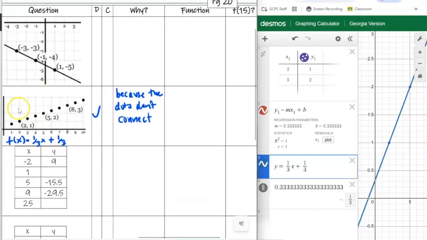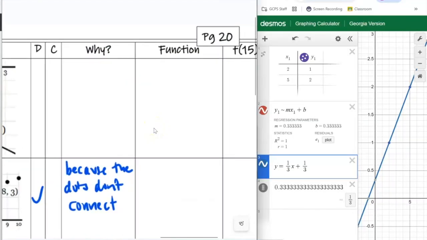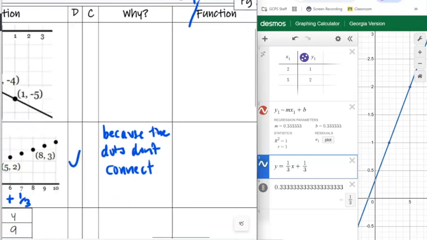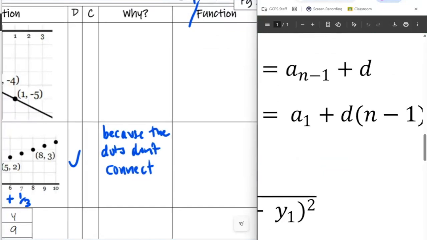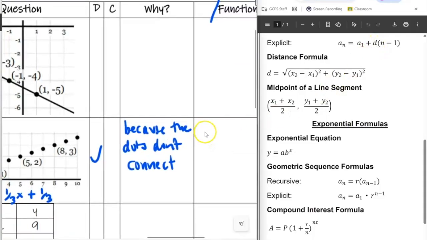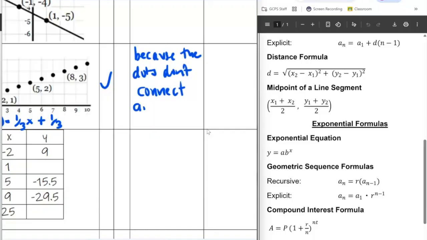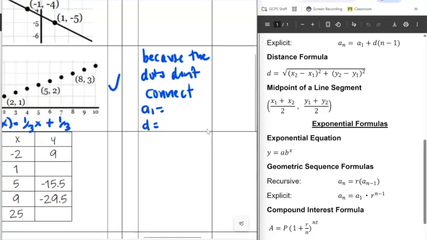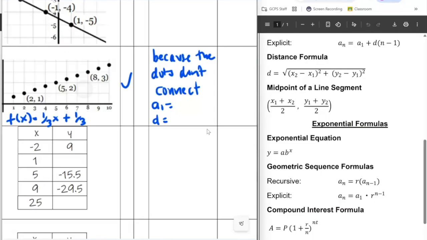So now, since I wrote my function, let me write explicit here again. I'm going to transform that to my explicit form. All right, here's my explicit formula. What do I need for my explicit formula? I need the first term and I need d. So I'm going to put it in this box right here: a1 equals and d equals. From a previous video, you know that slope is equal to d. So what is my slope? My slope is 1/3. So d is 1/3.